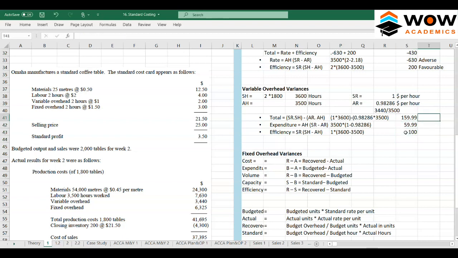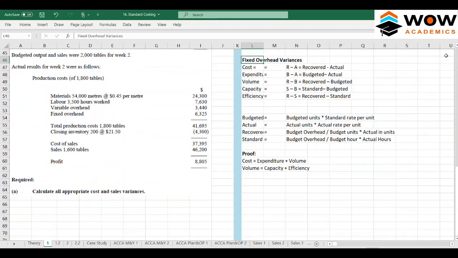So almost all are good, the variances are favorable, because they should have worked for 3000. If you take efficiency, they should have worked for 3600 hours, but they have worked only 3500 hours. So that is favorable. So all the plus are now favorable. If you add these both, again you will get this one. So I think that is also clear. We don't need to work it out again and show you proof. That we'll skip.